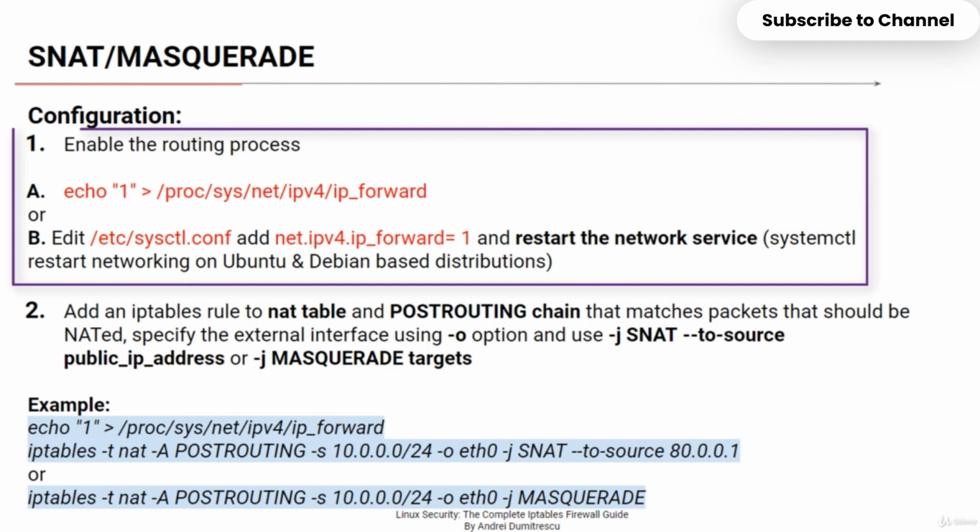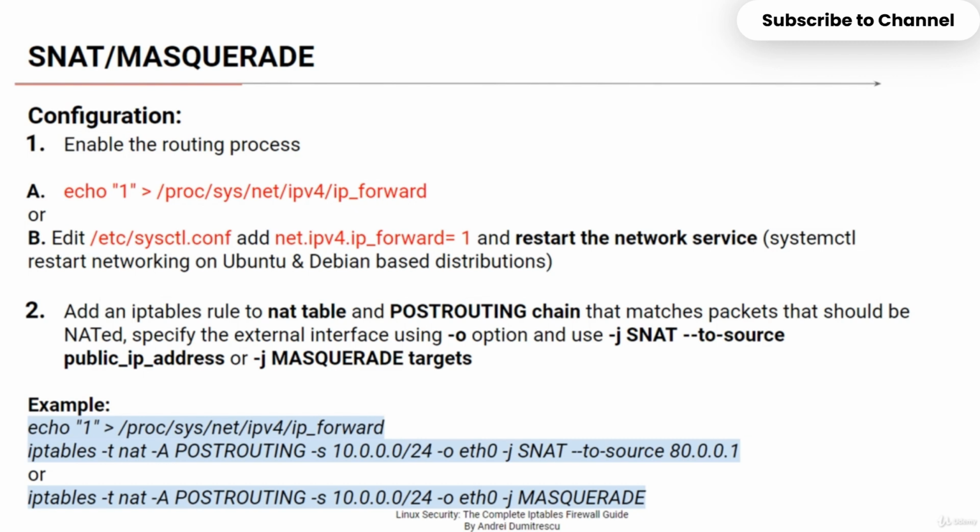The first step is to enable the routing process on the Linux machine. By default, routing is disabled in Linux, and there are two possibilities. The first possibility is to write the value 1 in a special file. 1 means routing enabled, and 0 means routing disabled. It's common to use the echo command and a redirection like this. echo 1, output redirection, /proc/sys/net/ipv4/ip_forward.